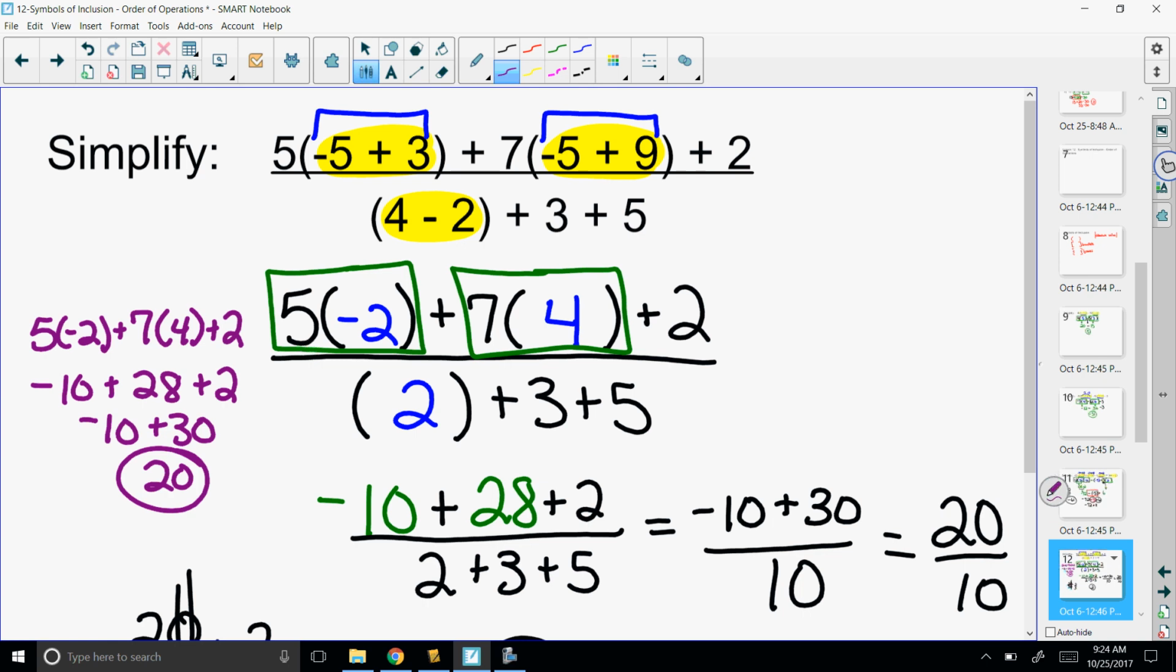So if you're going to do them separate, numerator off to the side separate, denominator off to the side separate, you better make sure you finish the problem. Because that's an error that students make.